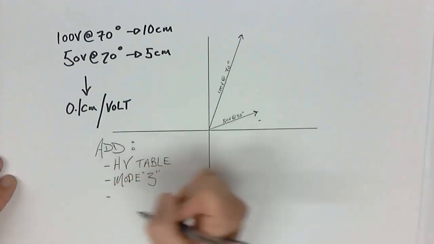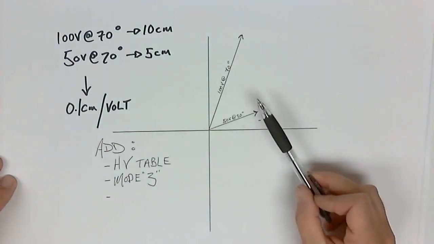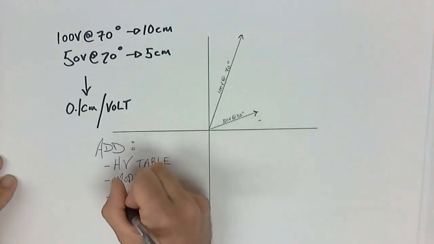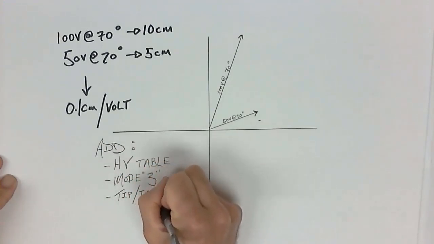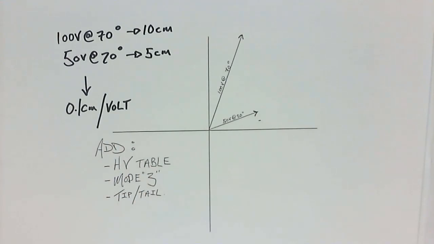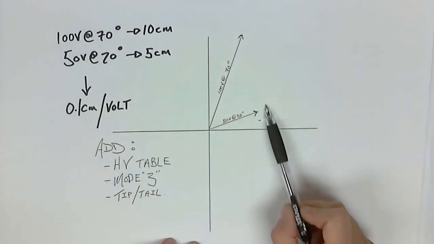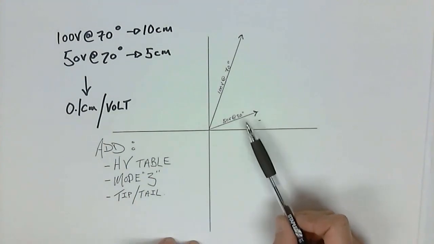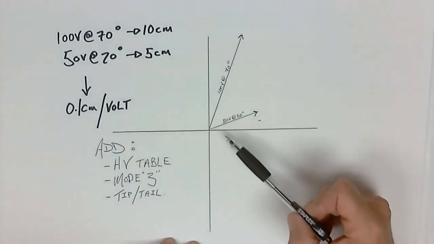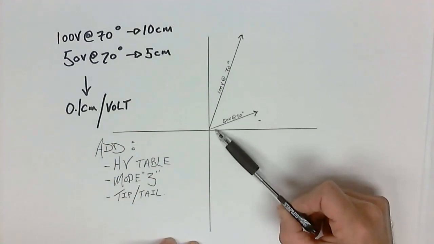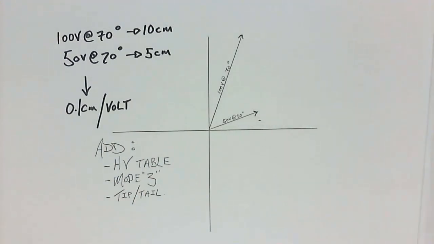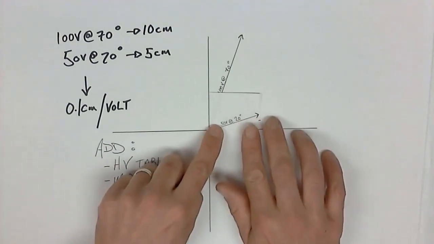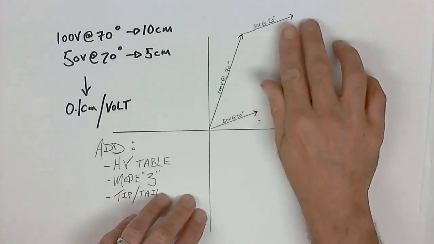The last method we can use if we have accurately sketched phasors is something called a tip-to-tail method. The tip-to-tail method means that we take one of these phasors, and it doesn't matter which one. I could take this one and place it so that the tail of the short phasor is at the tip of the long phasor. So, through the magic of computers, see, I can move it up here.